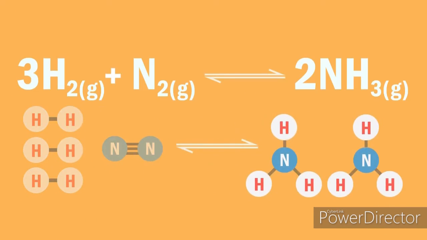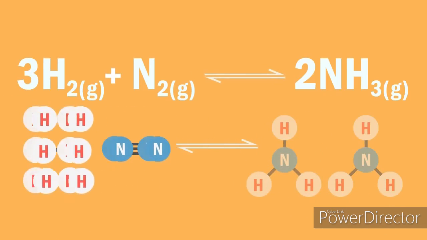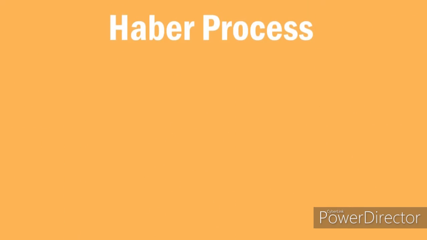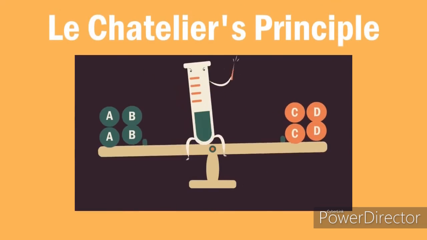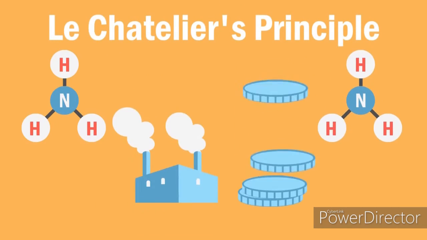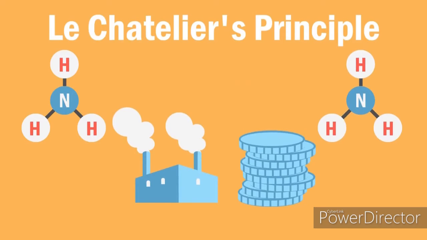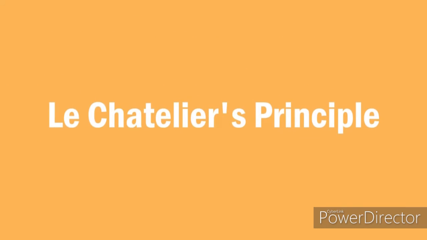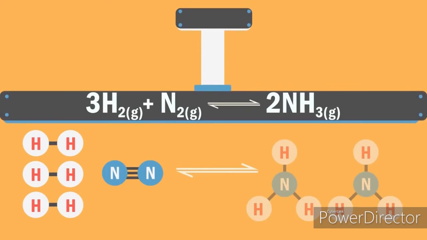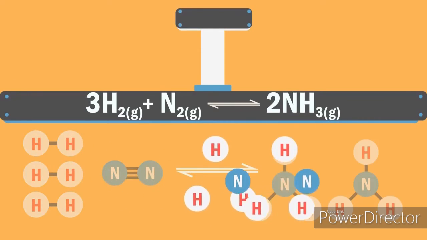Let's revisit this reaction again. Note that this is a reversible reaction and that the forward reaction is exothermic. The Haber process uses Le Chatelier's principle to maximize ammonia production while keeping operating and production costs in mind. Le Chatelier's principle tells us that increasing pressure will favor the side with fewer moles, for our case, the production of ammonia.